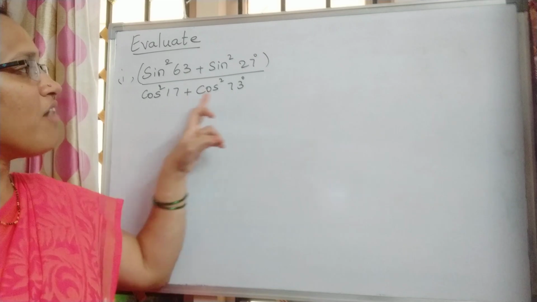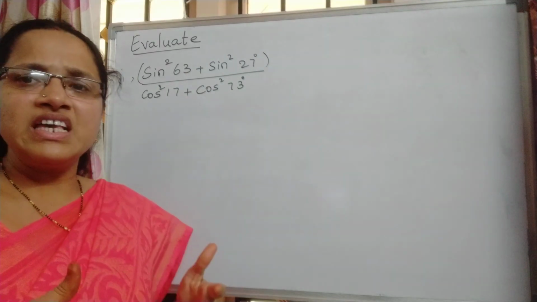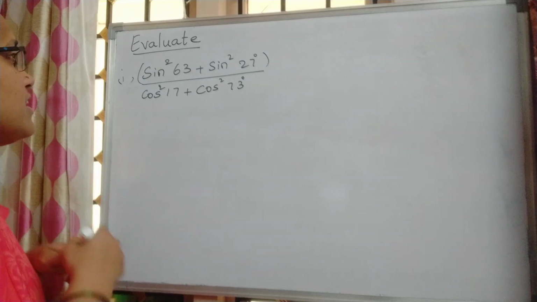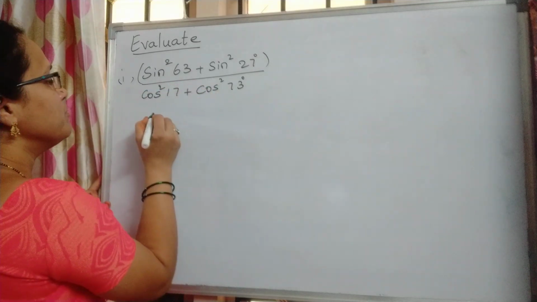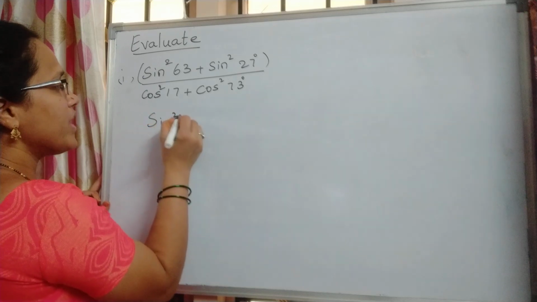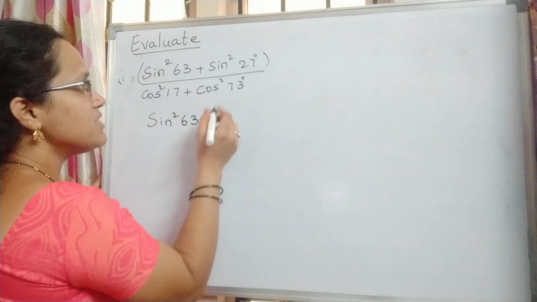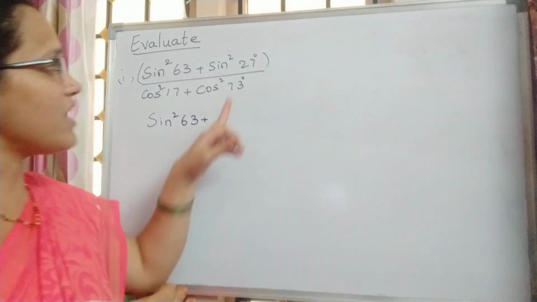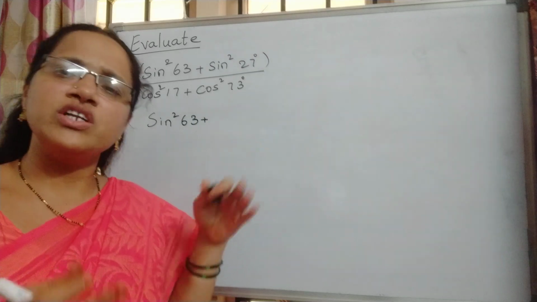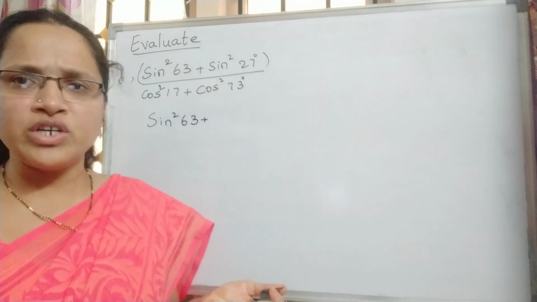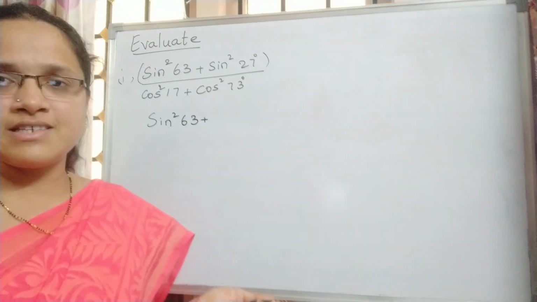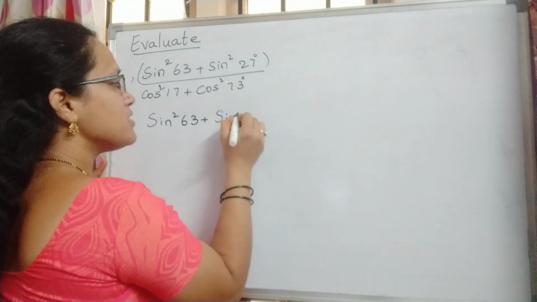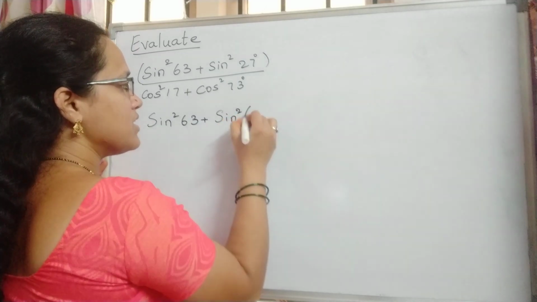If you have numbers like complements, very easily we can change the angle. Yes or no? We can change the angle. Now let us see how we will change the angle. Sine square 63 plus sine square 27 degrees. I am changing the second angle. You can change the first angle also. There is no issue. No one is going to object. Is that clear? Sine square 27.